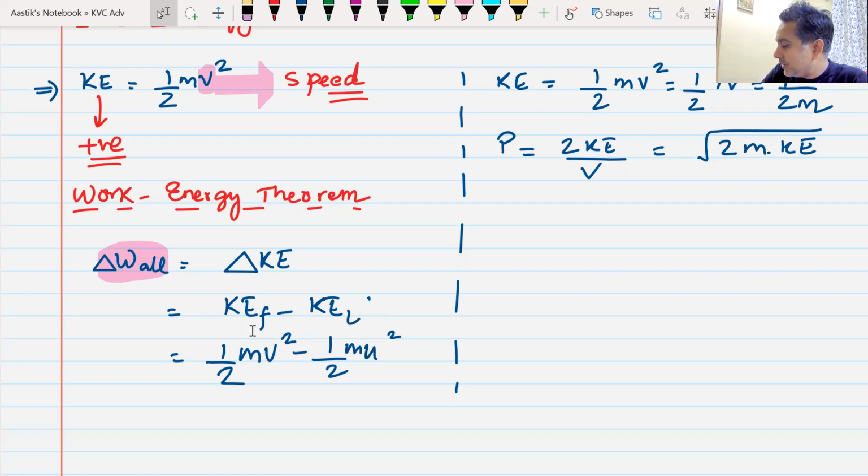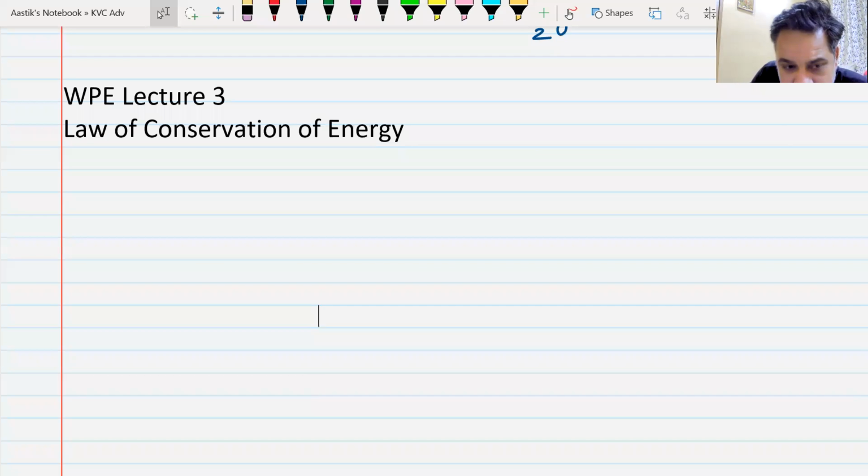wherever we want, wherever we have work done. If we have one force, if we have many forces, we find out the work done by all forces, and that work done we get in the form of change in kinetic energy. Now we have done work done by forces.